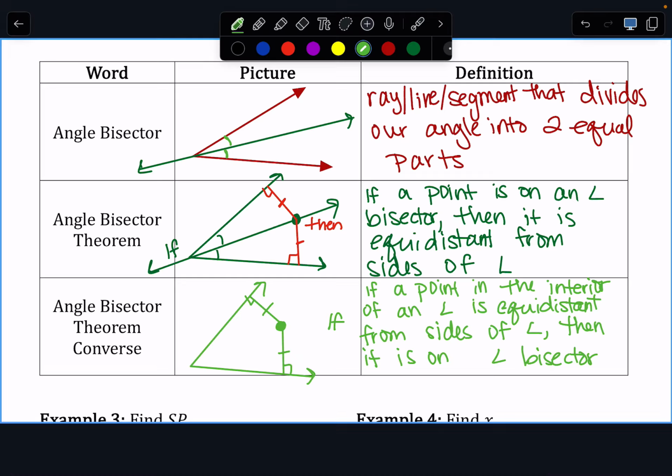Oh, sorry, Jen. Okay, so if it's in the interior and we're equidistant, then it's an angle bisector.